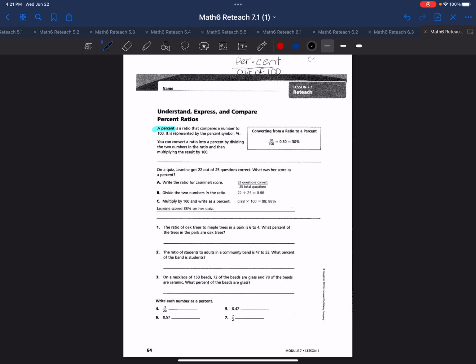Think of century, that's 100 years. Centipede, that's an insect with 100 legs. And you have cent, that's 100 pennies. So percent means out of 100. Also, we need to remember that percent is a part to whole ratio.